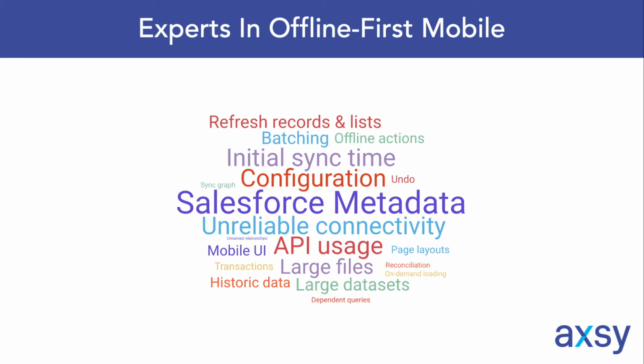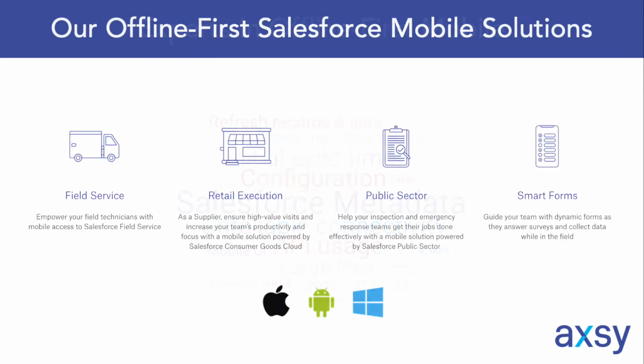Indeed, over the years, we have launched 3 separate mobile apps, each targeting specific industries and verticals. In addition to our Field Service mobile app, which is the topic of this video, we also offer the Axie Retail Execution mobile app and the Axie Public Sector mobile app. We also have Axie SmartForms, a fourth mobile solution we provide that works across all 3 of our mobile apps for providing guided and dynamic experiences to field workers.